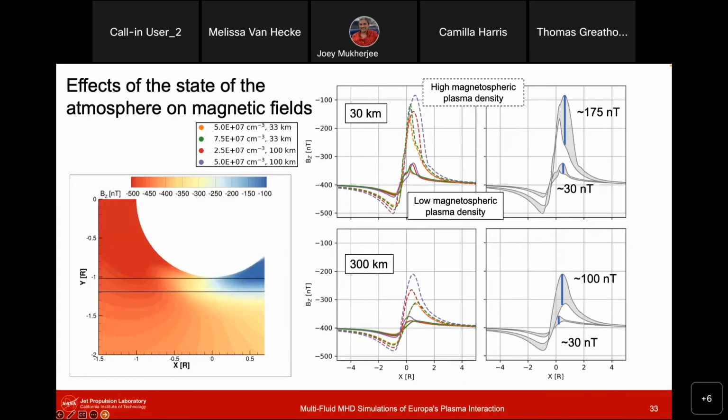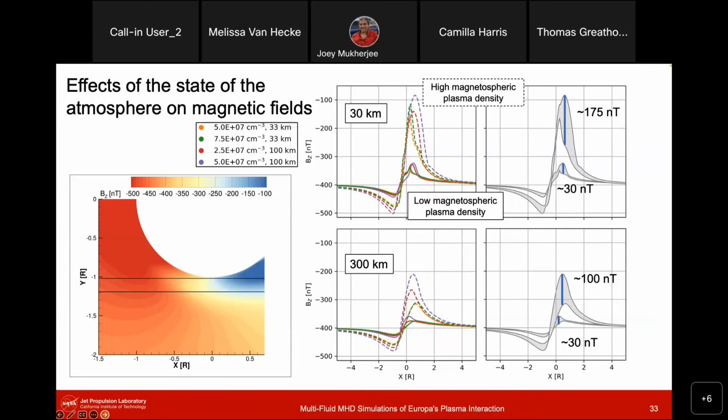Well, what are the effects of the state of the atmosphere on the magnetic fields? So what I did was I identified 4 of the most realistic atmospheres in this study, and I flew 2 trajectories through these simulations, and then I extracted the magnetic field data from them. Sorry, I said 4. I meant 4 atmospheres, actually 8 simulations.